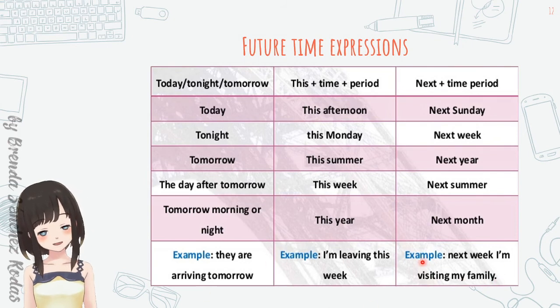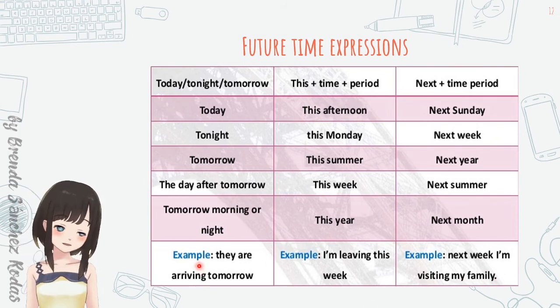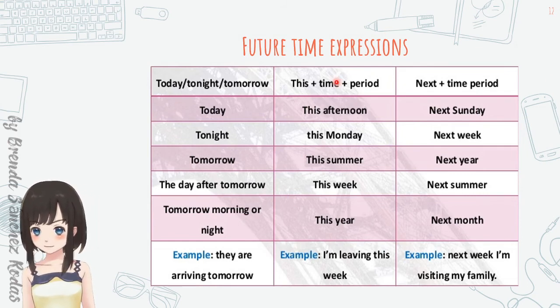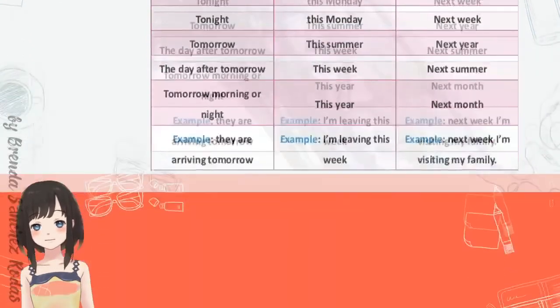So these are examples for present continuous, but also we can use these time expressions for future tense. Okay?